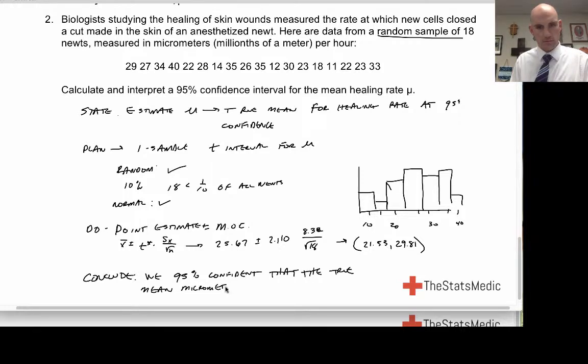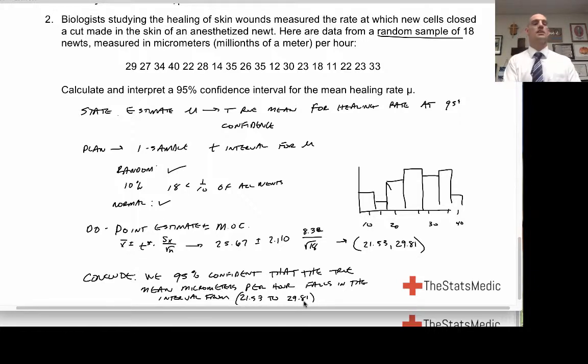micrometers per hour falls in the interval from 21.53 to 29.81. Okay, so we're 95% confident that the true mean falls in that interval for healing of newts in micrometers. So that's how you do it.